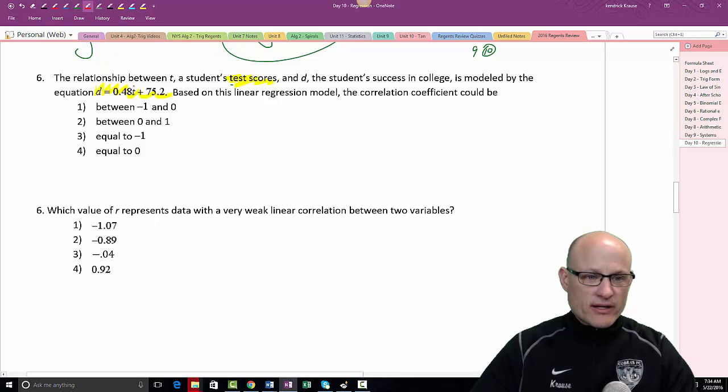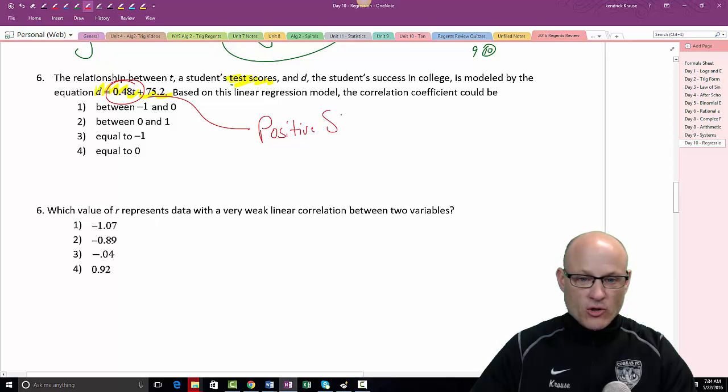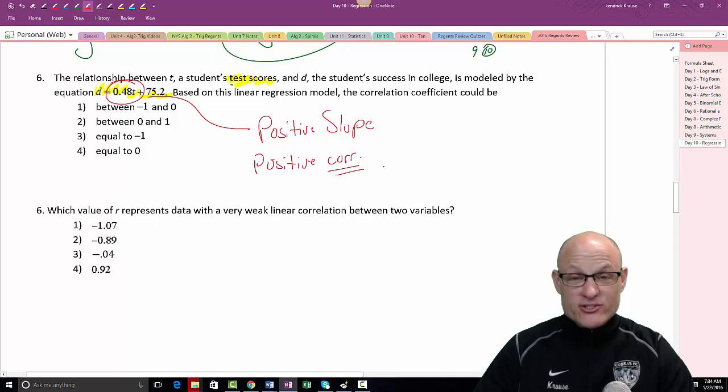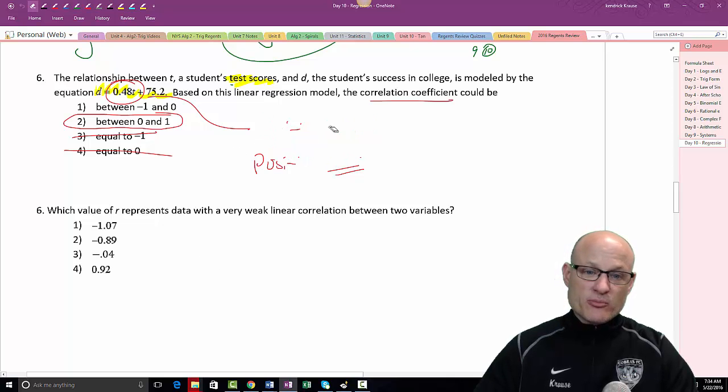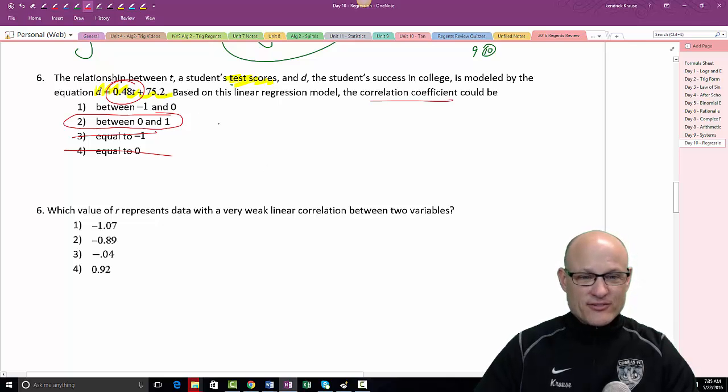The key here is this right here: positive slope. The only thing that tells us is it has a positive correlation. It doesn't tell us how strong it is. It just tells us it has a positive correlation. So our correlation coefficient has to be between 0 and 1. It can't be equal to negative 1 because it's positive. It can't be equal to 0 because it does have a slope. If it was 0, it would be all over the place. But the reason you can't tell is this has really a positive slope of a half.